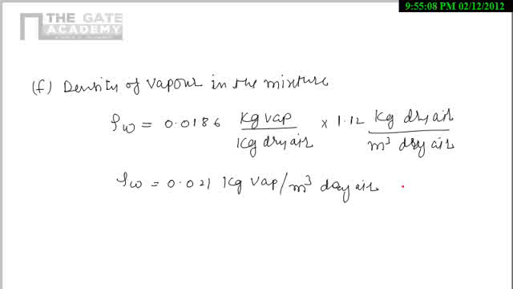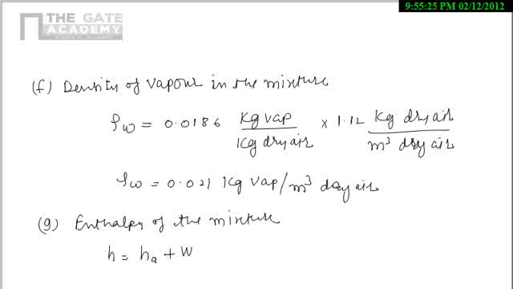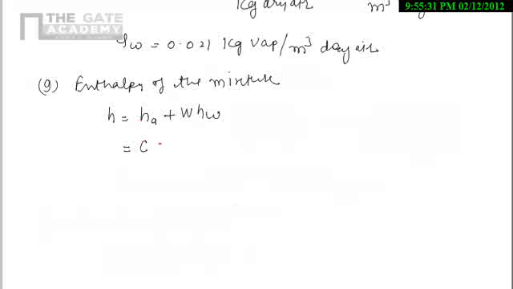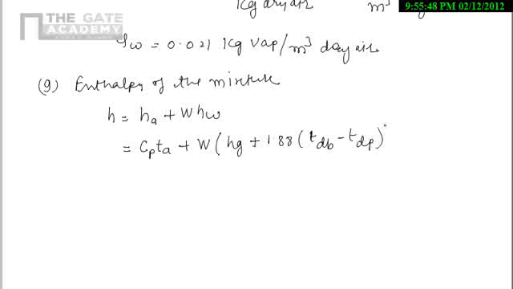So now let's take the last part, that is G part, enthalpy of the mixture. For enthalpy of the mixture, we are having the formula h = hA + W hW. For hA, I can write Cp TA, plus W. For hW, I can write Hg plus 1.88 (T dry bulb minus T dew point).